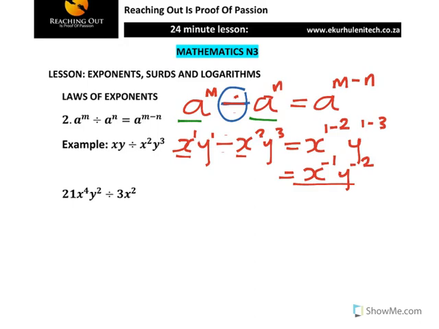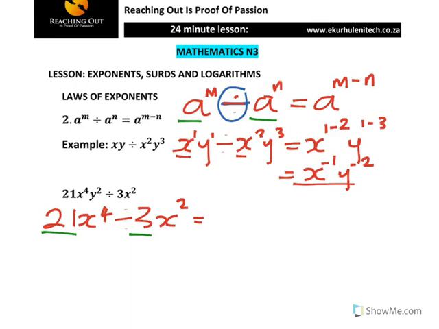The next one is 21x to the power 4 divided by 3x squared is equal to. Now whenever you're given a scenario like this, first consider the numbers.